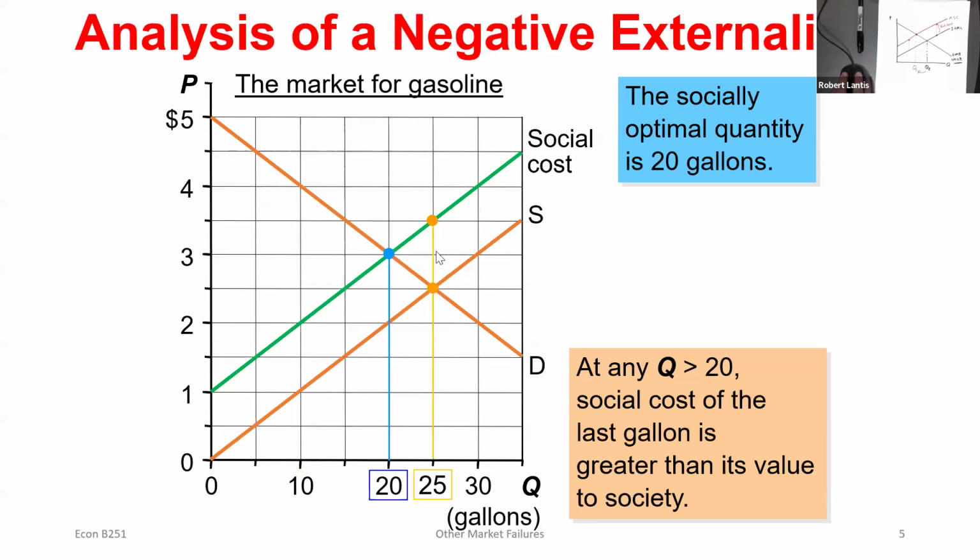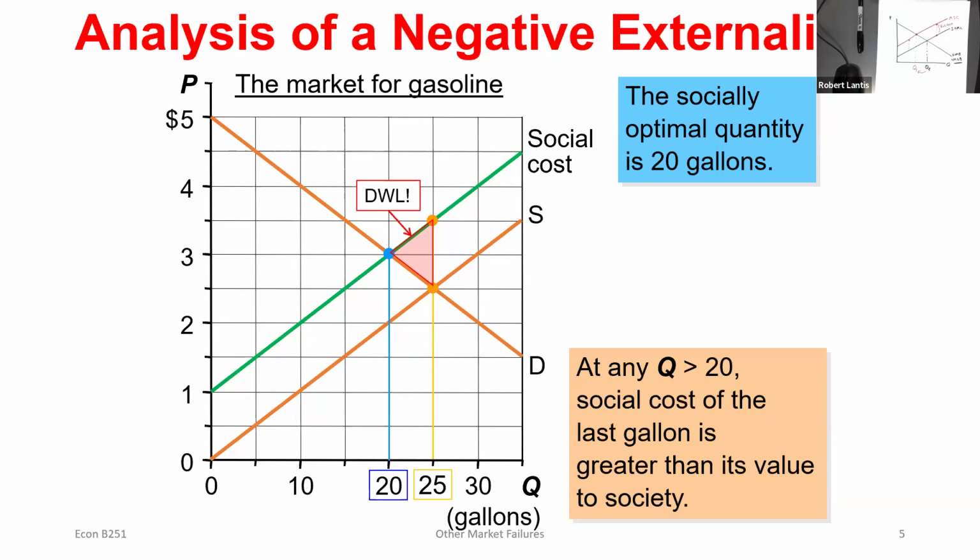So for every unit between 20 and 25, what is happening here? Well, for society, the costs are greater than the benefits. That's a negative net benefit or negative surplus. So the overproduction of this good by the market is going to cause deadweight loss to society. Not deadweight loss to the producers and consumers of gasoline, but a deadweight loss to all of society.